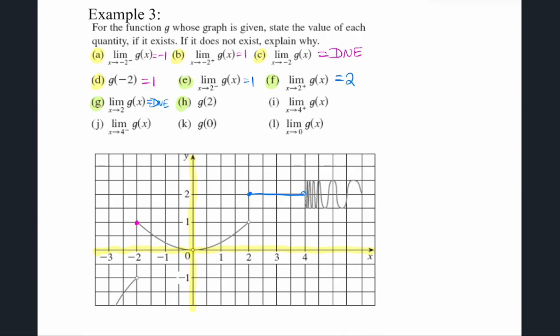Okay, but is G of 2 defined? Do we have some kind of closed-in dot at an x value of 2? We sure do. This is a closed-in dot. That answer is 2.